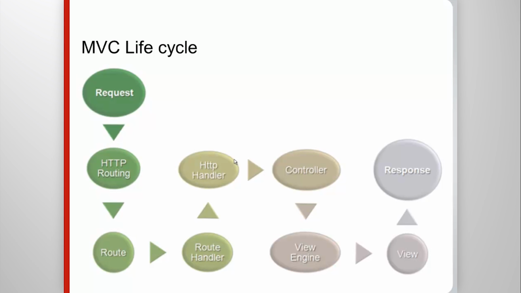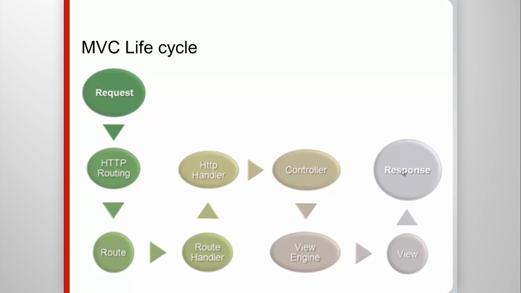Okay, here's a quick snapshot of the MVC lifecycle. We go from a request to the routing modules. Okay, so how a URL is rendered back into a controller. And then the controller tells you which view to use, or which view engine and then which view to use, and then you spit out the HTML response.